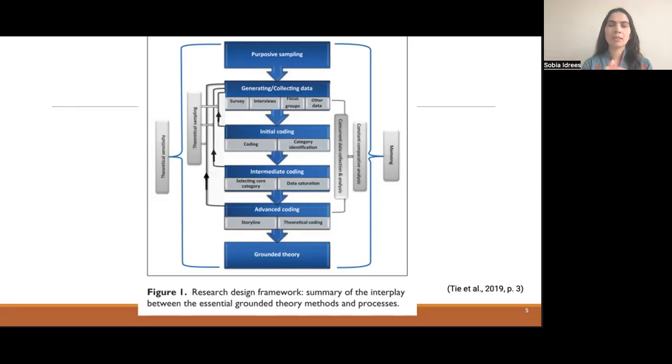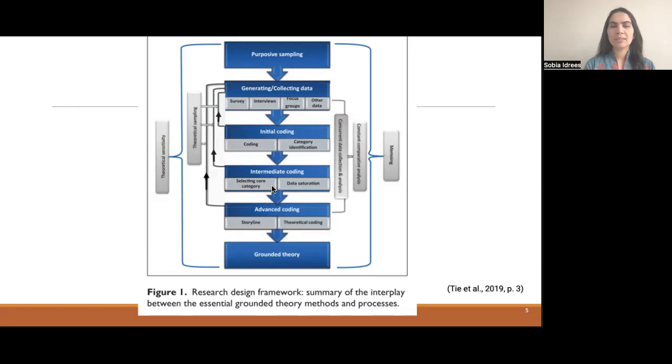So in grounded theory, you actually do it side by side. As you are collecting the data, you are also analyzing at the same time. That's why you notice here, it's called constant comparative analysis. So this constant comparative analysis starts from generating or collection of data, and it ends at the stage of advanced coding. So you collect the data, you do initial coding, and then you do intermediate coding.